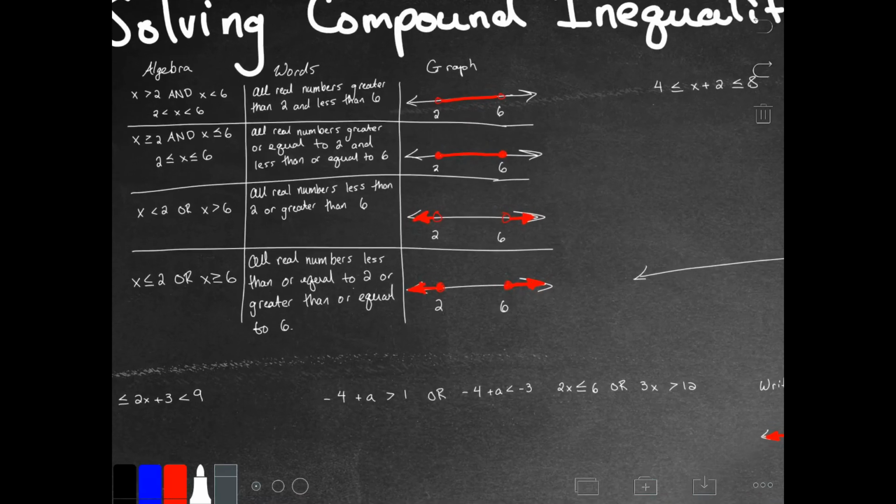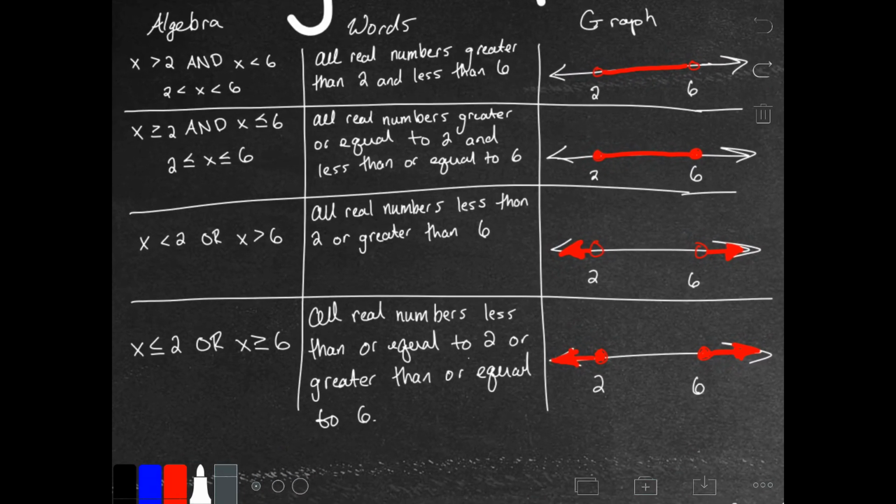So what we've been dealing with previously are simple inequalities. A compound inequality is just two simple inequalities put together to form one compound inequality. On the left-hand side, in that left-hand column, we have algebraic representations of some compound inequalities. The first two at the top are AND statement inequalities. The bottom two in the third and fourth row are OR statement inequalities.